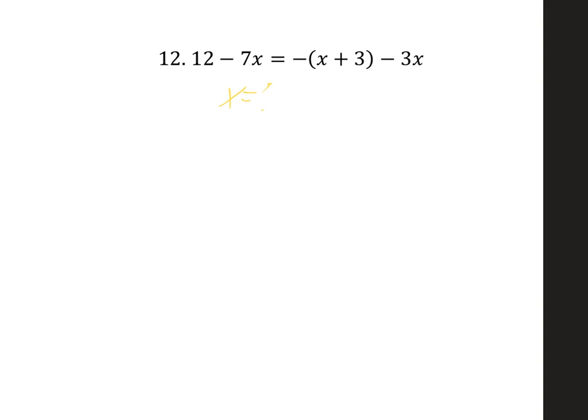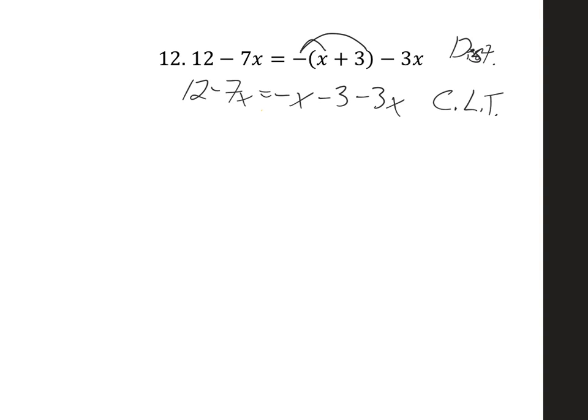So let's figure out how we did that. We're going to distribute. So I'm going to write right here, I am distributing. So I have 12 minus 7x equals negative x minus 3 minus 3x. Okay, next we are going to combine like terms. So that's going to give us 12 minus 7x equals negative 4x minus 3.